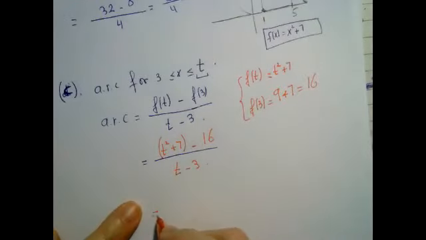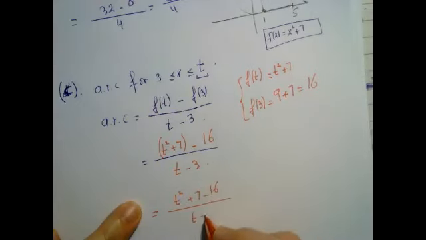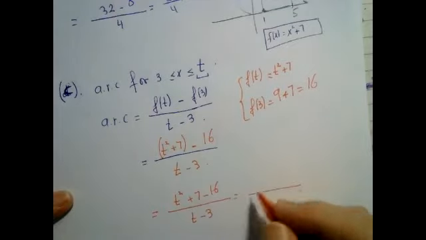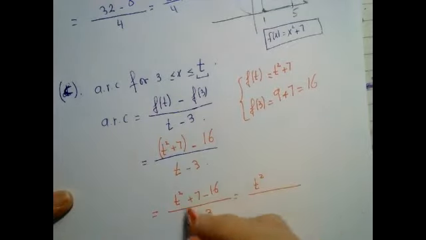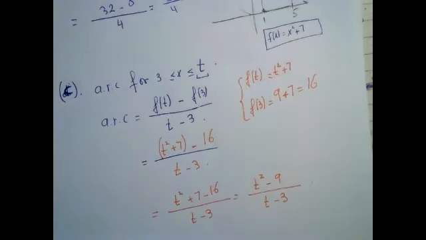So what do we get? t squared over t minus 3, which will give me the following. 7 minus 16 is minus 9, divided by t minus 3. Okay?